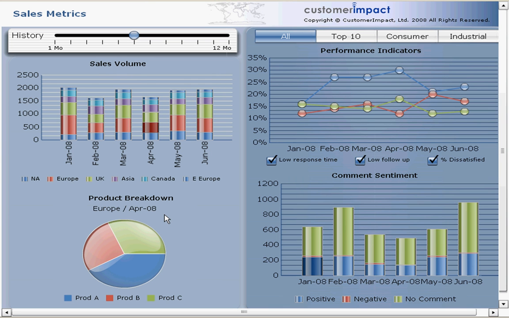For example, let's look at product data for Europe in April '08. Here we see it for the UK in March '08.